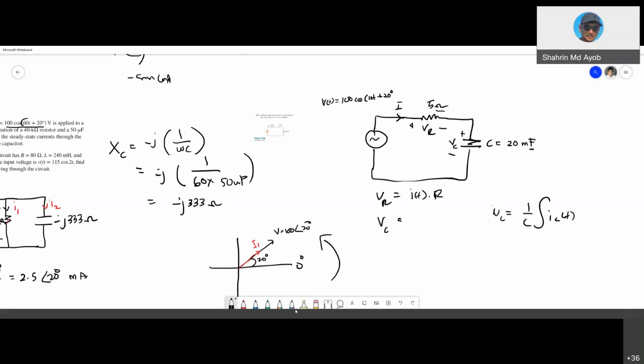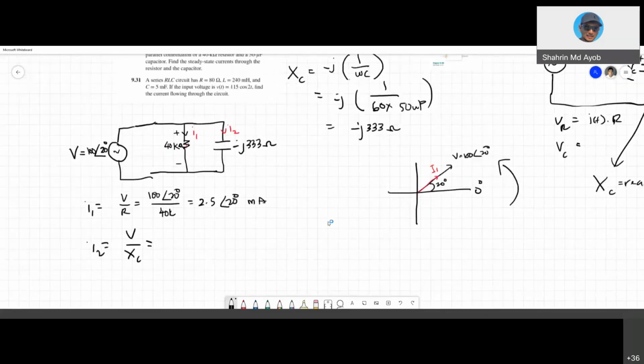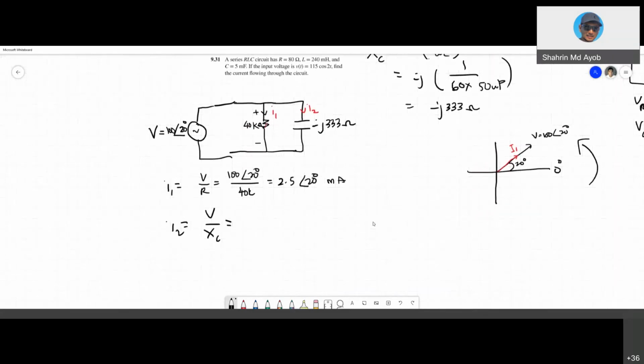So what we do is convert it into a phasor, where we have this capacitor represented by what we call the reactance. And this reactance unit is ohm, which is the same unit as the resistor. If you have the same units, then you can solve it using very simple, straightforward complex numbers.